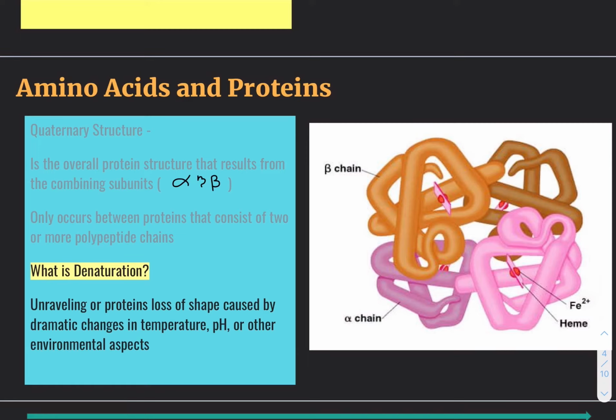So something to keep in mind here is denaturation. So denaturation can be affected by the temperature, pH, or pretty much any other environmental aspect. Basically, the weak chemical bonds and interactions within a protein may be destroyed, causing the protein to unravel or lose its shape. This is not a good thing, but it is something that you should keep in the back of your mind.